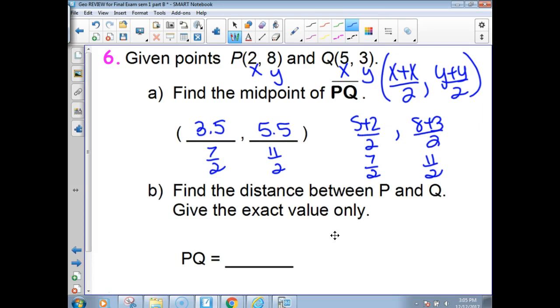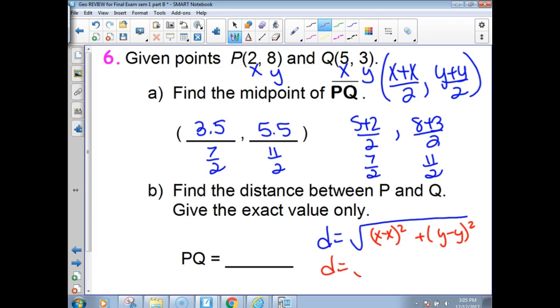Now, the distance formula we've probably struggled with more than the midpoint formula. That's also on your sheet. You are supposed to take the x's and subtract them and square, plus subtract the y's and square. Midpoints you add, distance you subtract.